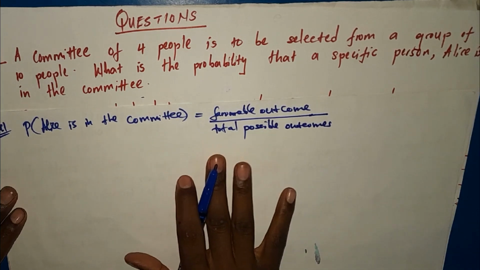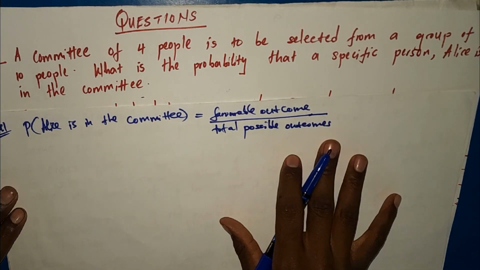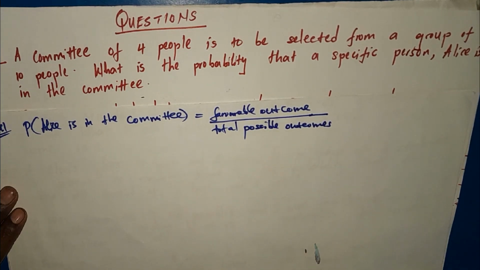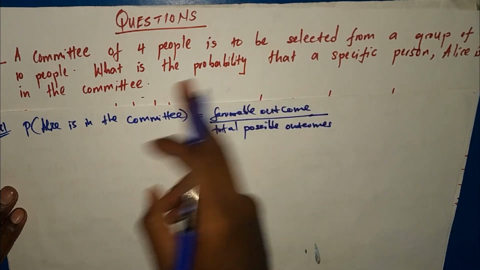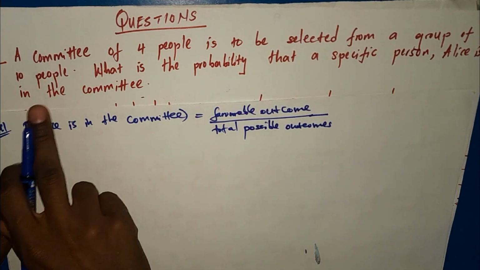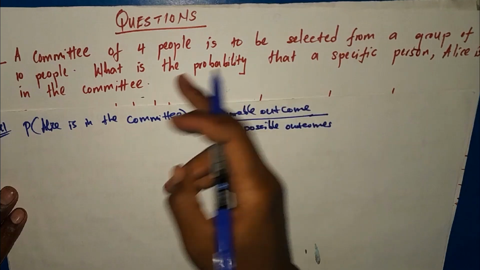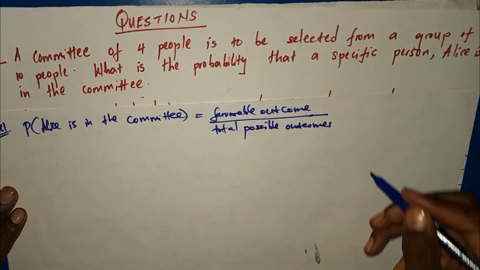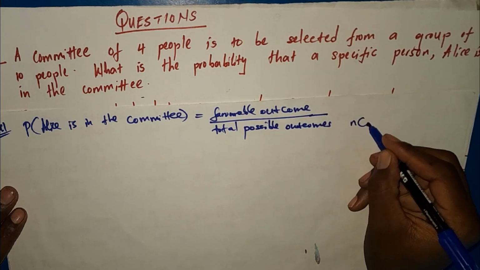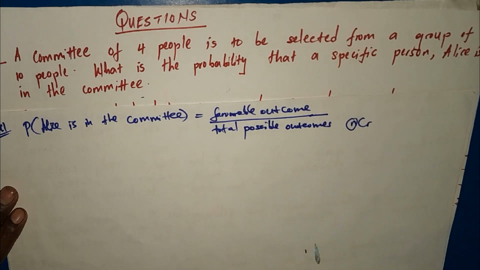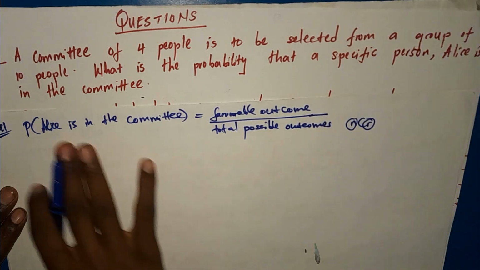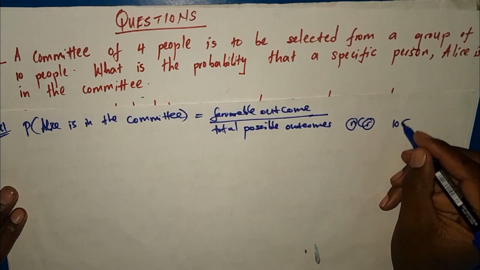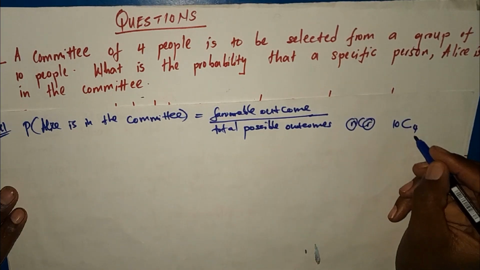We know that the total possible outcomes are the total ways of selecting 4 people for the committee from 10 people. We have done it before: selecting 4 people from 10 people, we use the combination. The combination formula is n choose r, where n is the total number of people and r is the number of people being chosen. So here our n is 10, choose r, our r is 4.